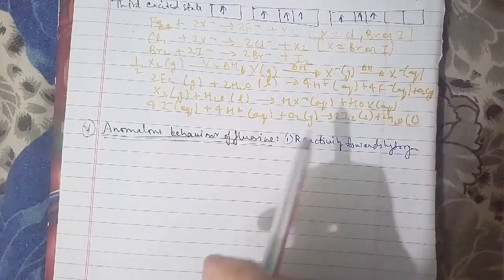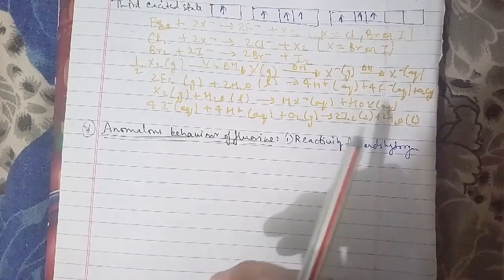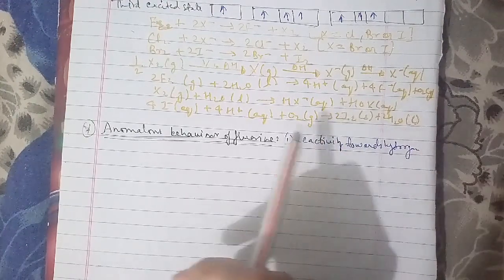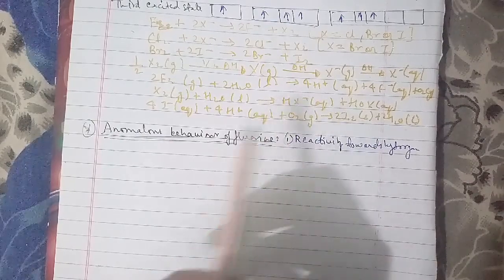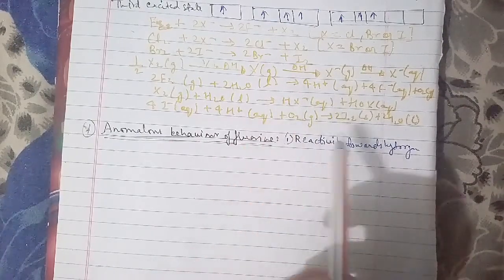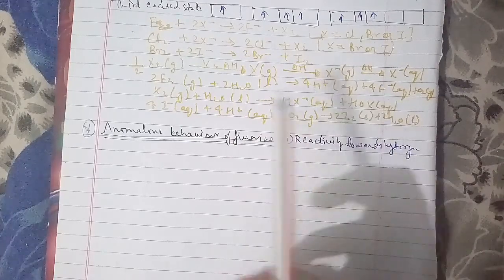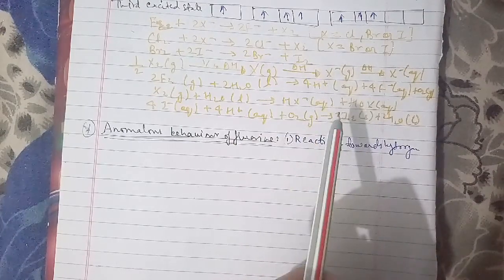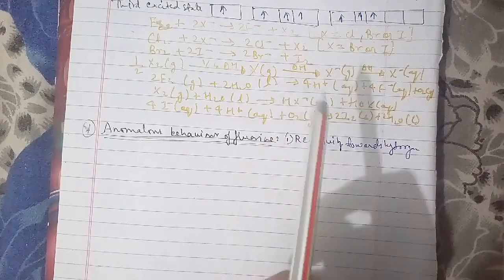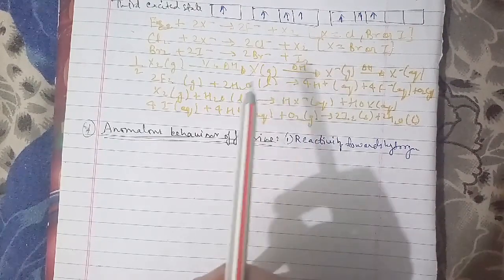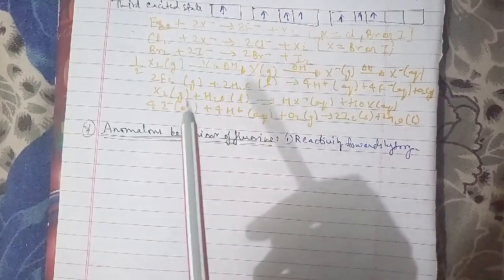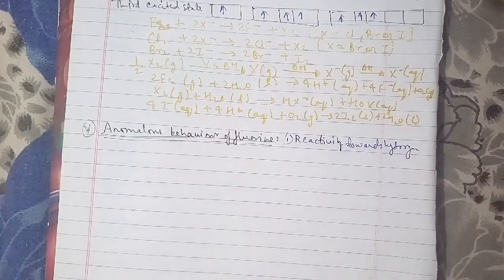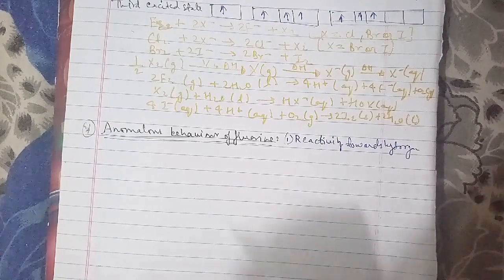The stability of these halides decreases down the group due to the decrease in HX bond dissociation enthalpy, in the order HF, then HCl, then HBr, each greater than HI.